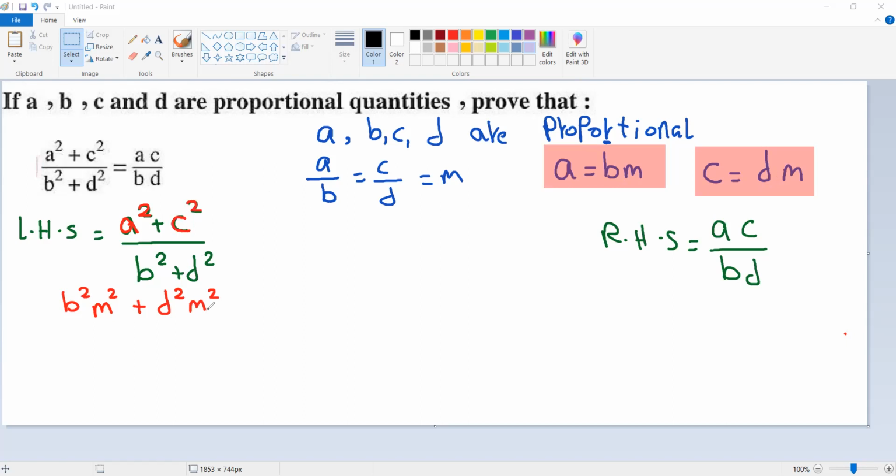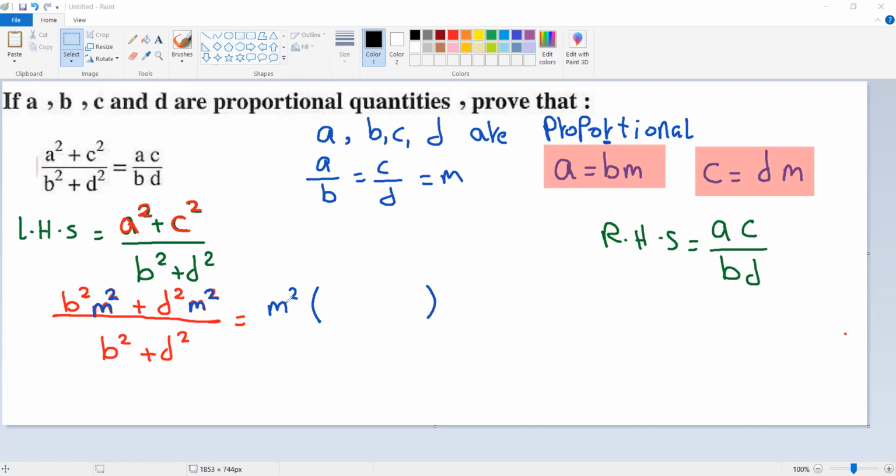So it's D to the power of 2, M to the power of 2, all divided by B to the power of 2 plus D to the power of 2. And don't make this mistake and cancel B to the power of 2 and B to the power of 2. It's not right. But take a factor. What is the factor here? The factor is m to the power of 2. M to the power of 2 is repeated in the two terms. So take it as a factor, m to the power of 2.